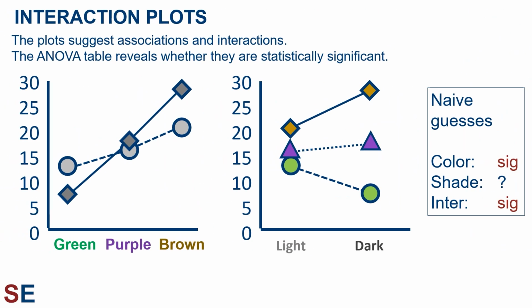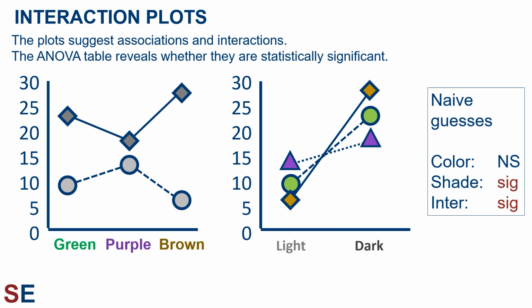For these interaction plots, the color factor looks significant, and there seems to be a clear interaction as well. Light versus dark seems to have very different effects depending on the color. This is most obvious in the right-hand plot. The overall shade factor by itself doesn't seem to do much though, but maybe there's a slight upward trend from light to dark, hard to tell. This is another situation where the ANOVA table is critical.